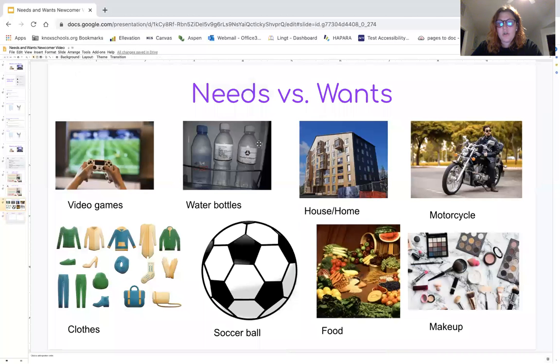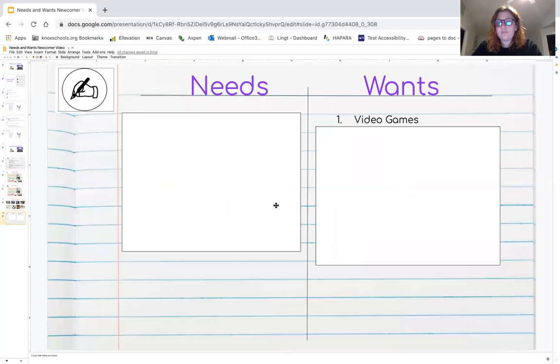Okay, number 2, our picture, number 2, we have water bottles, or water. What do you think? Water, is that a need or is that a want? A need or a want? We will write our answer on our paper. Right, I think water is a need. We need water to live.